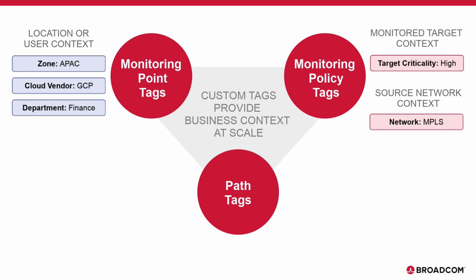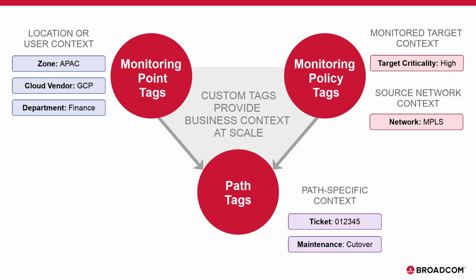Network and web paths automatically inherit their source monitoring point and monitoring policy tags, but users can also add custom tags to individual paths as needed. Typically, path tags are useful for providing context to a subset of paths. When planning an approach to custom tags, remember to keep it simple. It's easy to get carried away assigning tags. But more tag categories mean more maintenance and a higher chance of redundancy and overlap across categories.